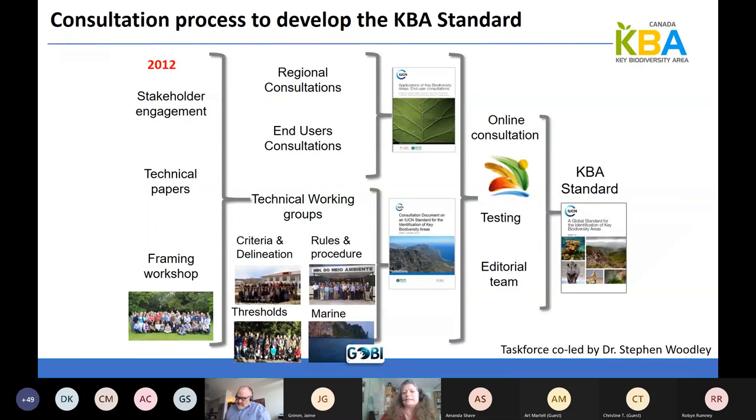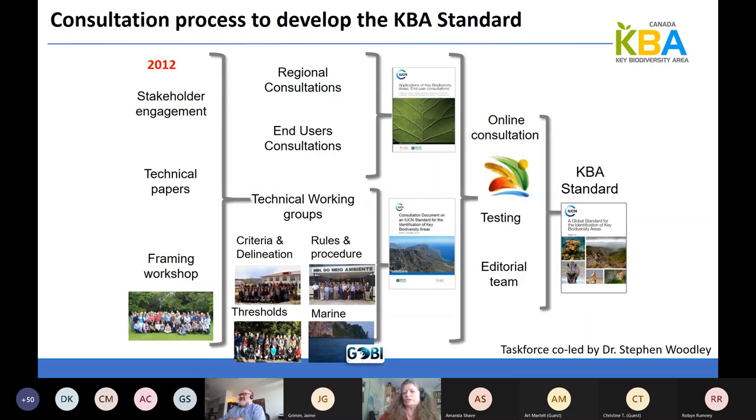So without going into any details, this is just to let you know that the process and the standard was developed through this really extensive consultation over 4 years that involved numerous technical and regional workshops, a parallel consultation of end users, two rounds of online consultation, and it was formally adopted by the IUCN Council in April of 2016 and then unveiled at the end of the year in Hawaii at a meeting.